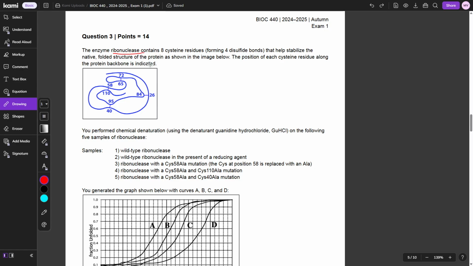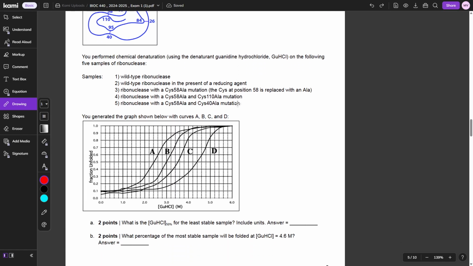Great. So they show me this protein, and we have our disulfide bonds. So there's 65 to 72 is 1, 58 to 110, 95 to 40, 84 to 26. Okay, cool. And they're asking about stability. If we're looking at stability, what you should know about these curves is you're adding some sort of denaturant. In this case, it's guanidine hydrochloride. HCl is what you care about there. It's an acidic thing. So you're adding this acid, and you're looking at how the protein unfolds as you add concentrations of acid.